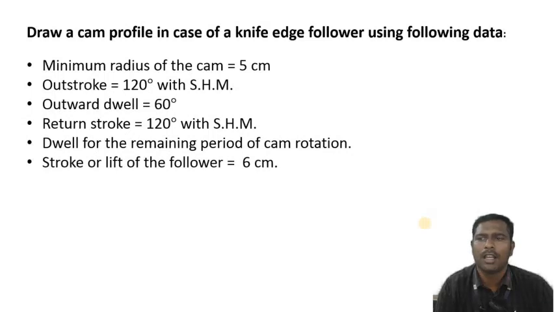motion. The dwell is for the remaining period of the cam rotation. That is, the total 360 degree is split into 120 degree of outstroke, 60 degree of dwell, and a return stroke of 120 degree. The dwell is for the remaining period of the cam rotation. Stroke of the follower is 6 centimeter. That is the given data. That is the maximum stroke of the follower having a motion.